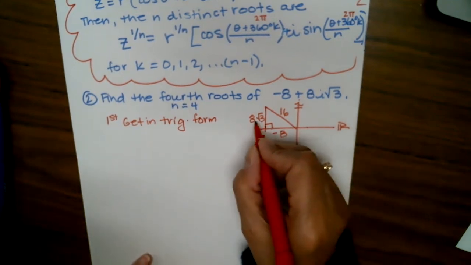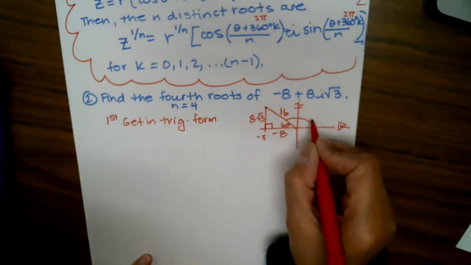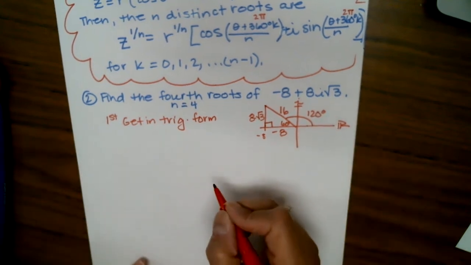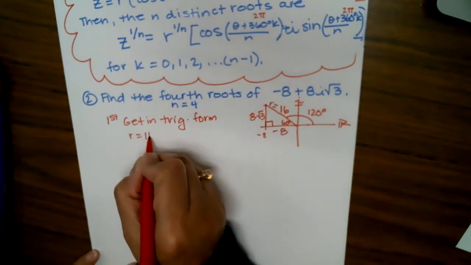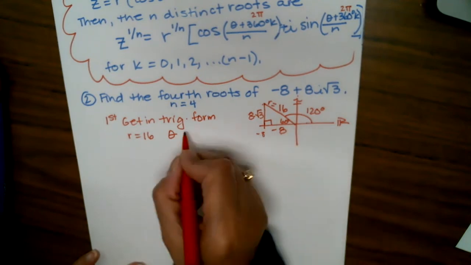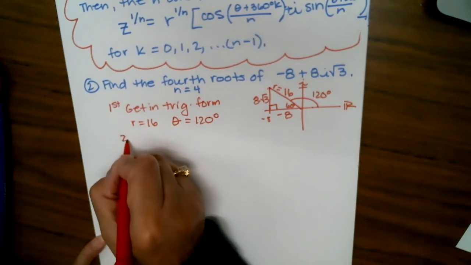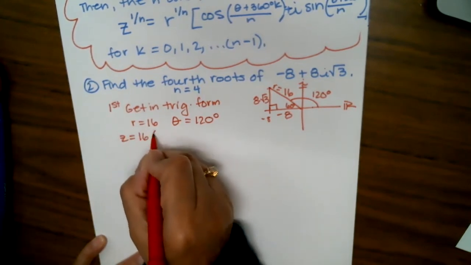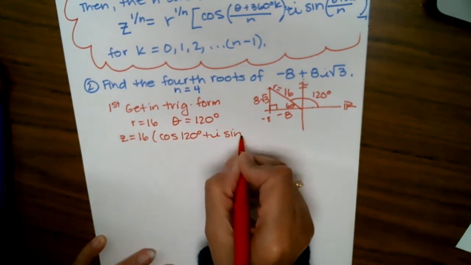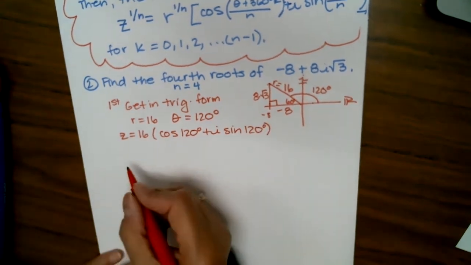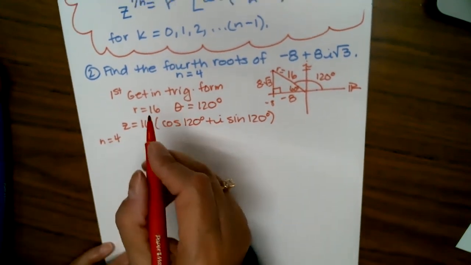Okay, and this angle right here, let's see, across from a square root of 3 is a 60-degree angle, which makes this 120 degrees. So we've got our r and we've got our theta. R is 16, and our theta is 120 degrees. So in trigonometric form, our z is 16 times the cosine of 120 degrees plus i times the sine of 120 degrees. Now we want the fourth roots of this.